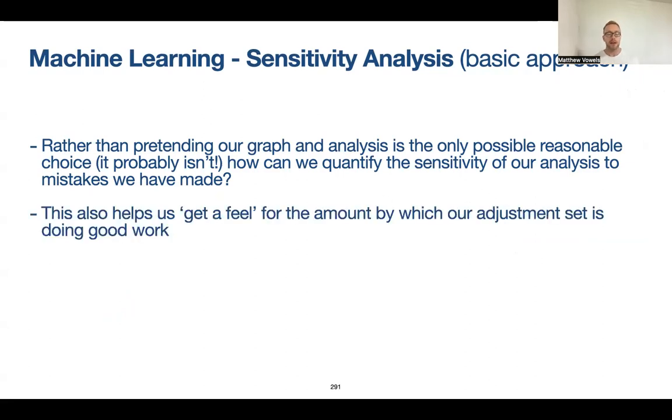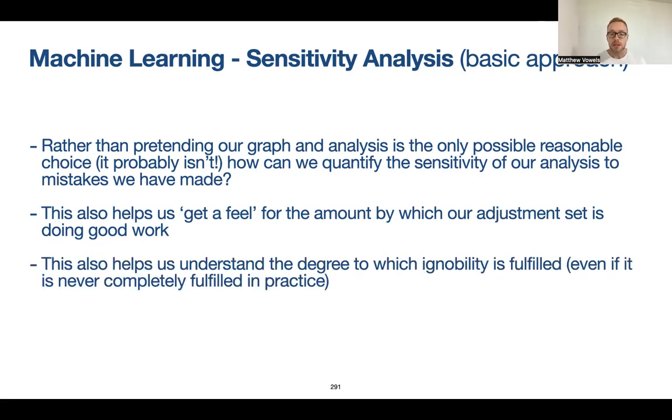And it also gives us a feel for the amount by which our adjustment set is doing good work to give us unbiased estimates of the true effect. If adjustment isn't really doing anything, there's maybe a question as to whether or not those are really confounders. So it also gets us some idea of how valid our causal structure is, if we can understand the extent to which using that causal structure to inform our analysis actually changes our results.